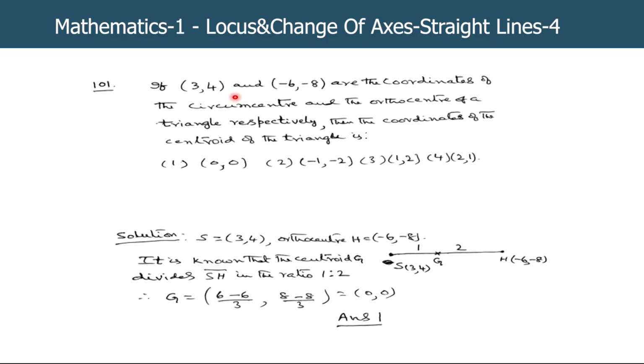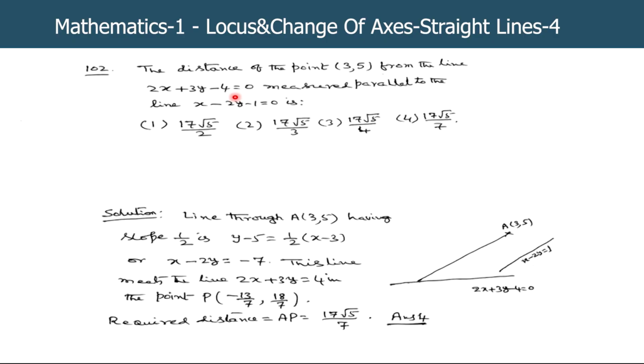So here the geometrical property is that the centroid divides the segment joining the circumcenter and the orthocenter in the ratio of 1:2. From circumcenter towards orthocenter, the ratio is 1:2. From orthocenter towards circumcenter, it is 2:1. That means the centroid trisects the segment joining circumcenter and orthocenter.